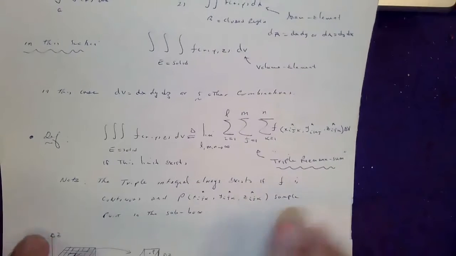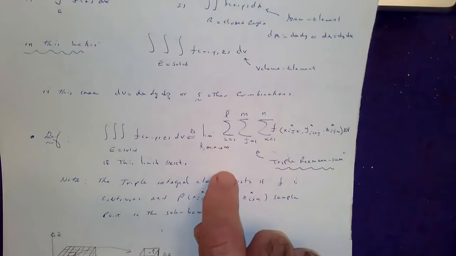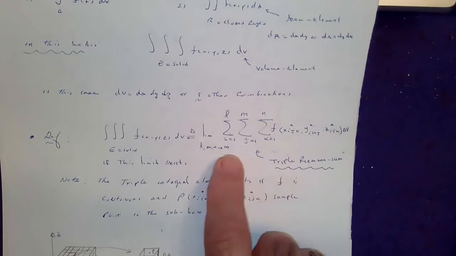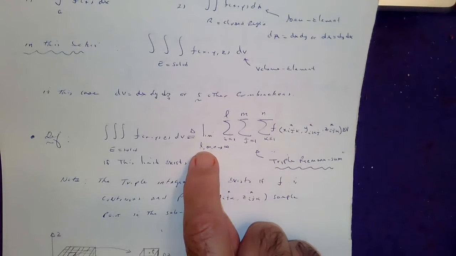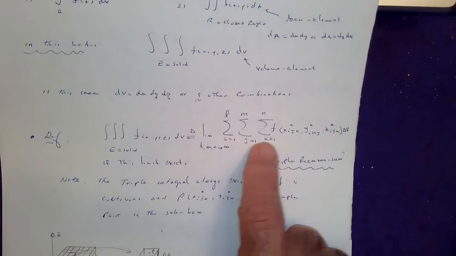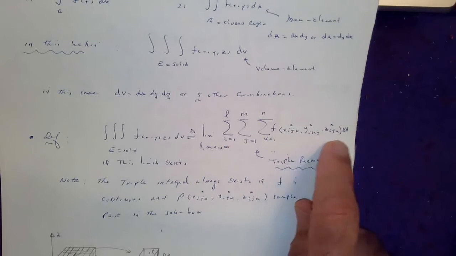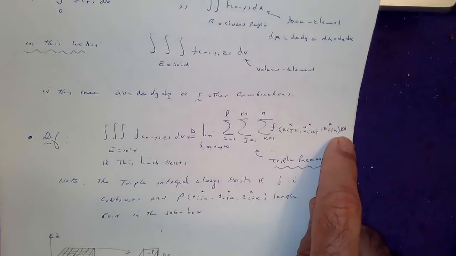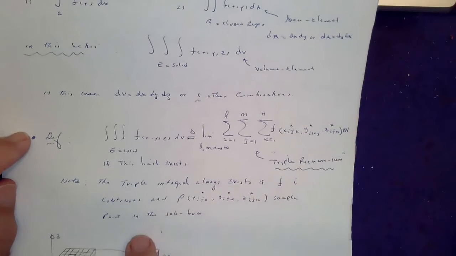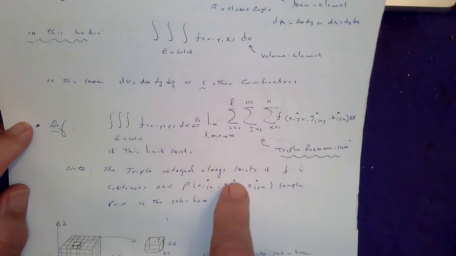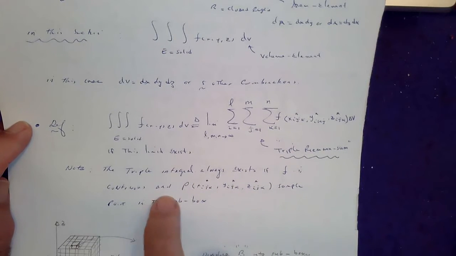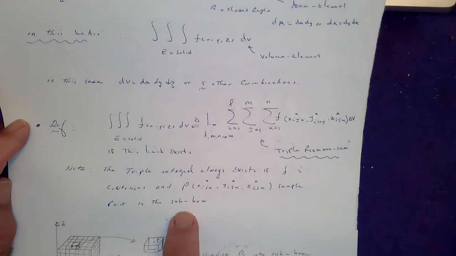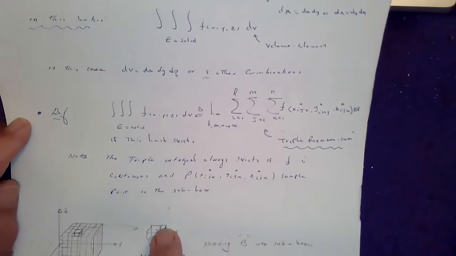So the formal definition of the triple integral is the limit of what? The triple Riemann sum as m and n and l approach infinity. So this is how it looks. The summations get multiplied by the volume element. The triple integral always exists if what? If f is continuous, and this sample point is somewhere in our sub boxes.